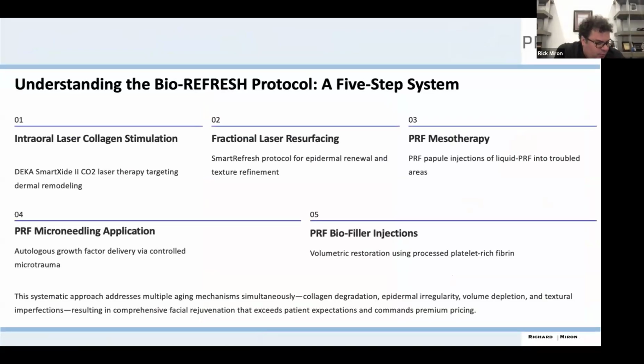At Care Aesthetics, this is a lot more advanced, but we're well known for what we call a bio refresh or biocare protocols, where we do a combination of intraoral lasering, extraoral lasering, PRF papule injections, microneedling, and then biofillers. We do this all in the same session. It takes less than an hour. In fact, I ran a course today where we probably did 15 procedures in my office today. It was a lot of fun.